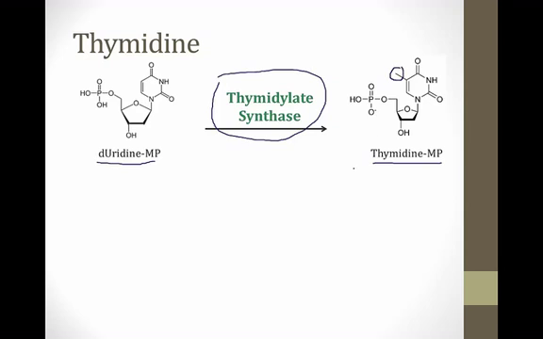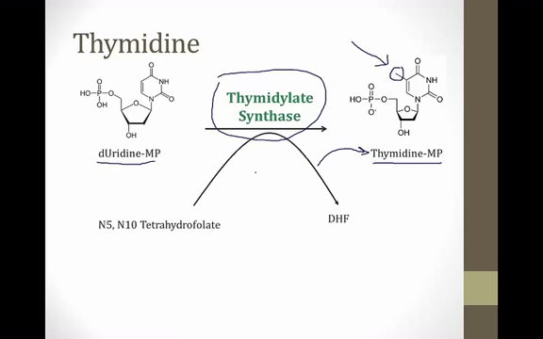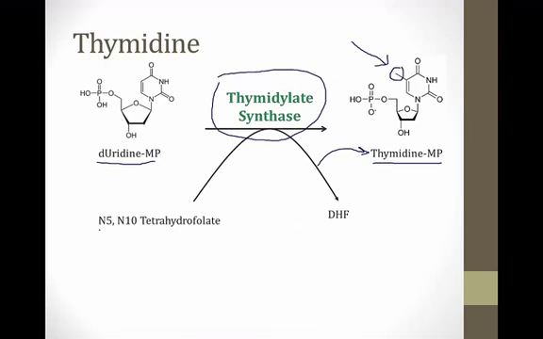This means that the synthesis pathway is going to involve transferring this one carbon to uridine so that you can synthesize thymidine. That one carbon comes from a molecule of N5-N10 tetrahydrofolate. This is a molecule that is derived from the vitamin folate. In donating that one carbon to uridine, N5-N10 tetrahydrofolate becomes dihydrofolate.